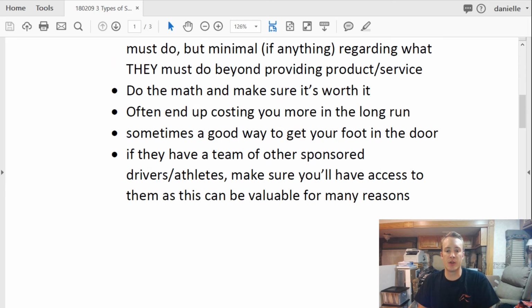Again, it's a good way to get your foot in the door, to build a relationship with a company if it starts at that level. But oftentimes you'll find yourself going from a discount sponsorship and moving up to a product sponsorship. One of the great things about a lot of companies that do product sponsorships is that they will often have a team of people or drivers or athletes, brand ambassadors, whatever, that they work with on a regular basis. And so you need to make sure that you have access to those people so that you guys can work together.